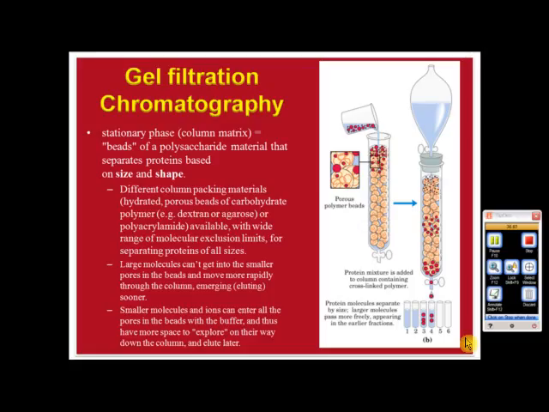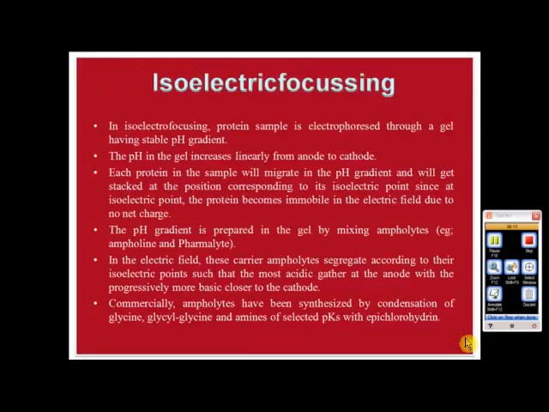This is the principle of gel-filtration chromatography, wherein when a mixture of proteins is loaded onto this column, you will see bigger molecules elute first, whereas the smaller molecules elute very last. So it all depends upon the size of the protein. And isoelectric focusing.